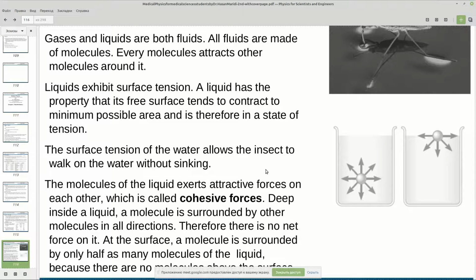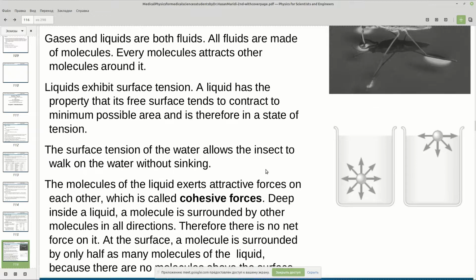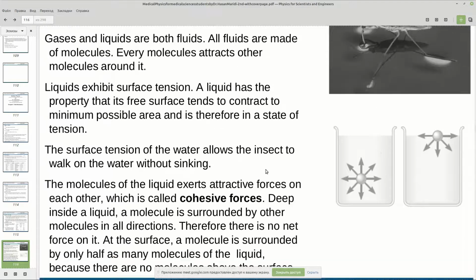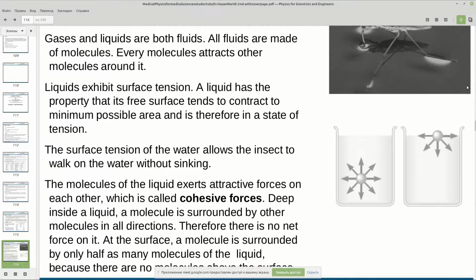Therefore, there is no net force on it. At the surface, a molecule is surrounded by only half as many molecules in the liquid, because there are no molecules above the surface. Molecules inside the liquid are surrounded by other molecules in all directions, and the molecule on the surface has half of this force because there are no molecules above the surface.